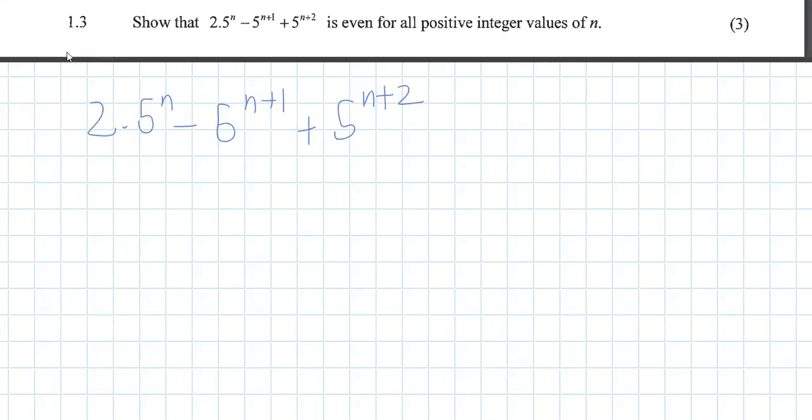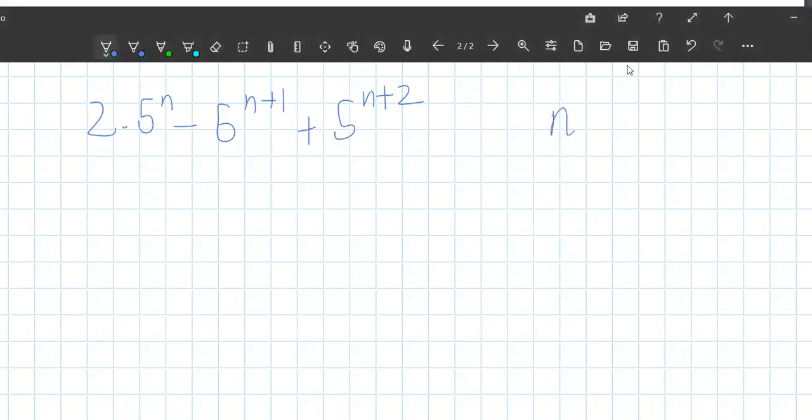Number 1.3, 2 to the power of 5n minus 5n plus 1 plus 5n plus 2. We were required to prove that it's even for all positive integer values of n. So n is a positive integer. This means that n will be a negative or positive number.